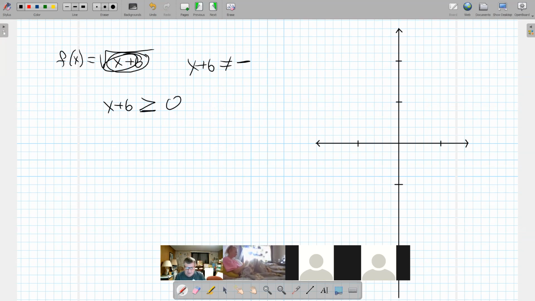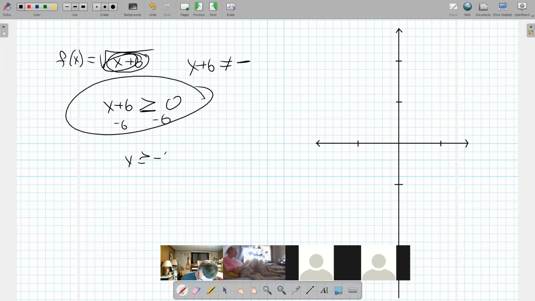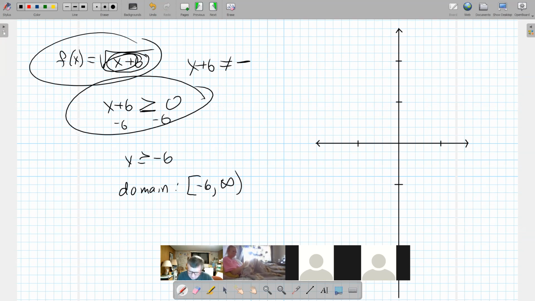So if we set the radicand greater than or equal to 0, that means it's either going to be positive or 0. It's not going to be negative. Well, guess what? There's your domain right there. So how do I solve that for x? I'm going to subtract 6 from both sides. So the domain of this function would be x is what? From -6 to infinity, greater than or equal to -6.